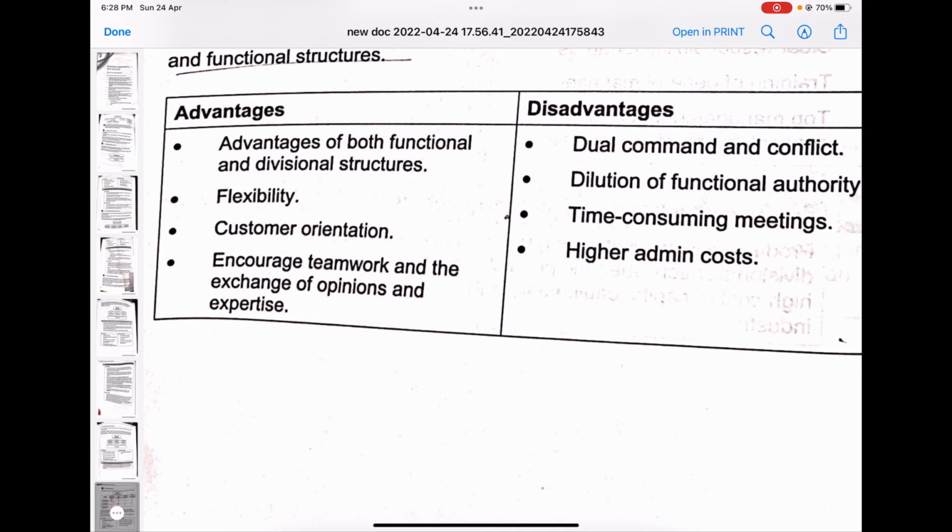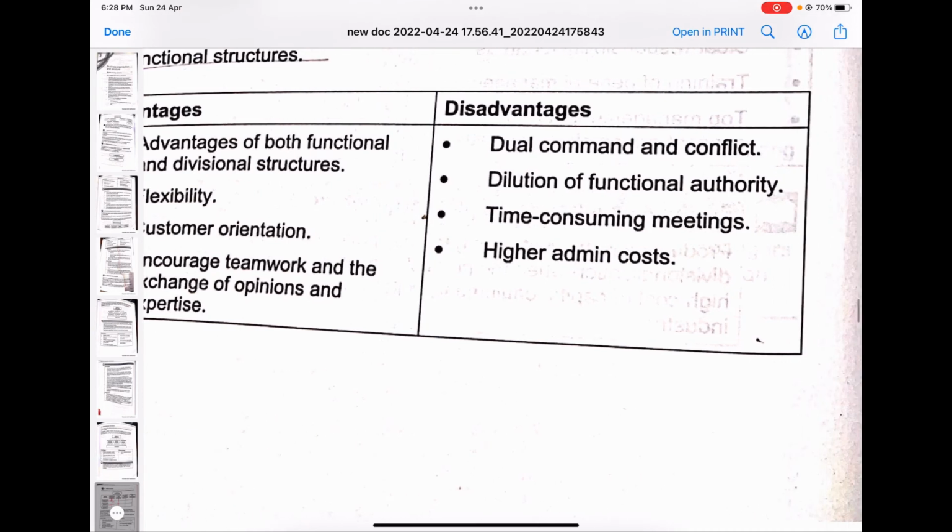It's very flexible, so we can mold it in the way we want it to be. So it is very flexible, and there is customer orientation. It encourages teamwork and exchange of opinions. So teamwork is there and exchange of opinions and expertise.